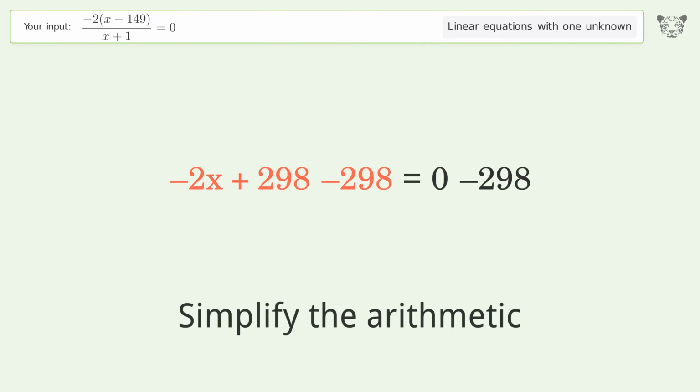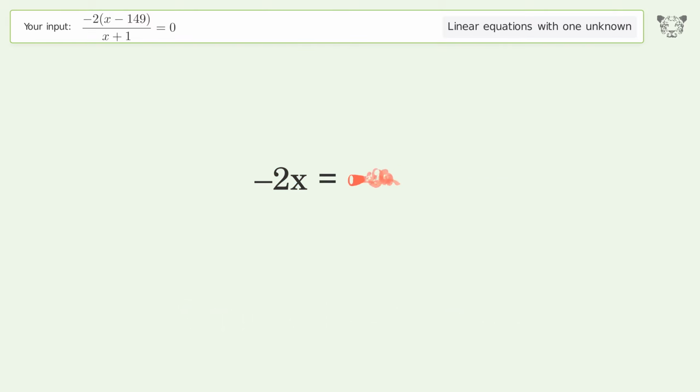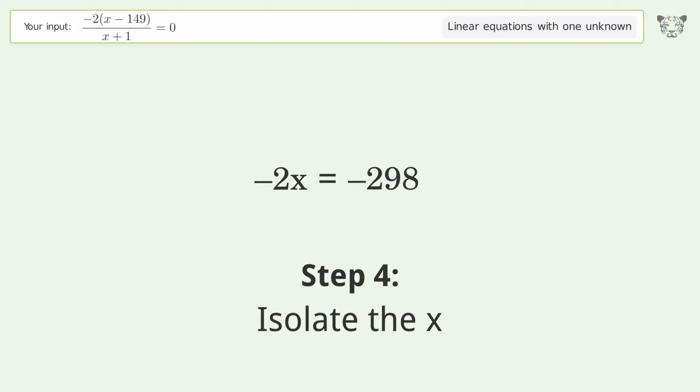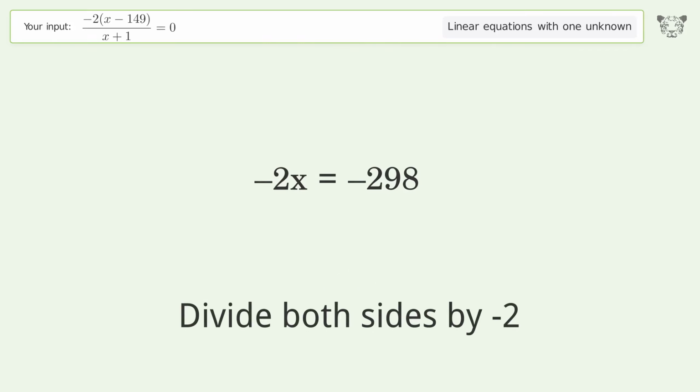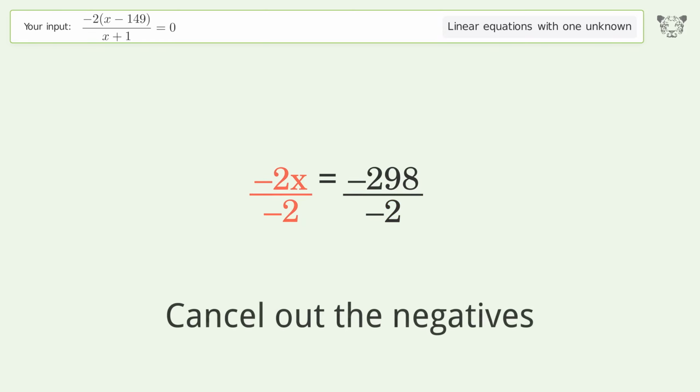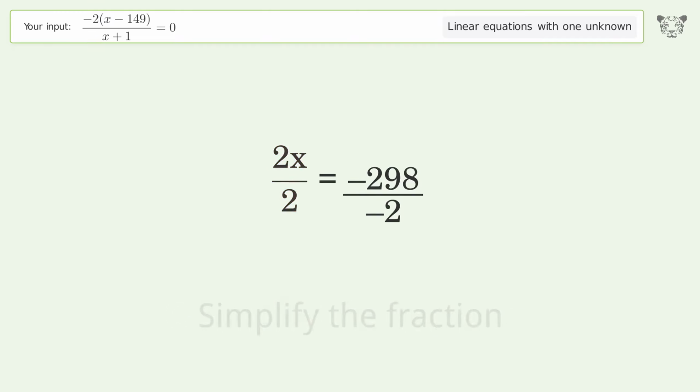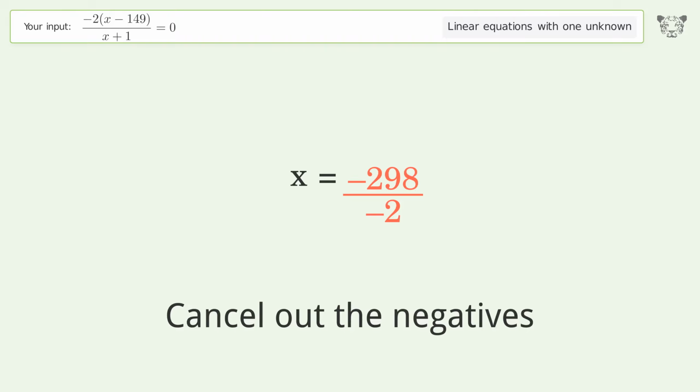Simplify the arithmetic. Isolate the x. Divide both sides by -2. Cancel out the negatives. Simplify the fraction. Cancel out the negatives.